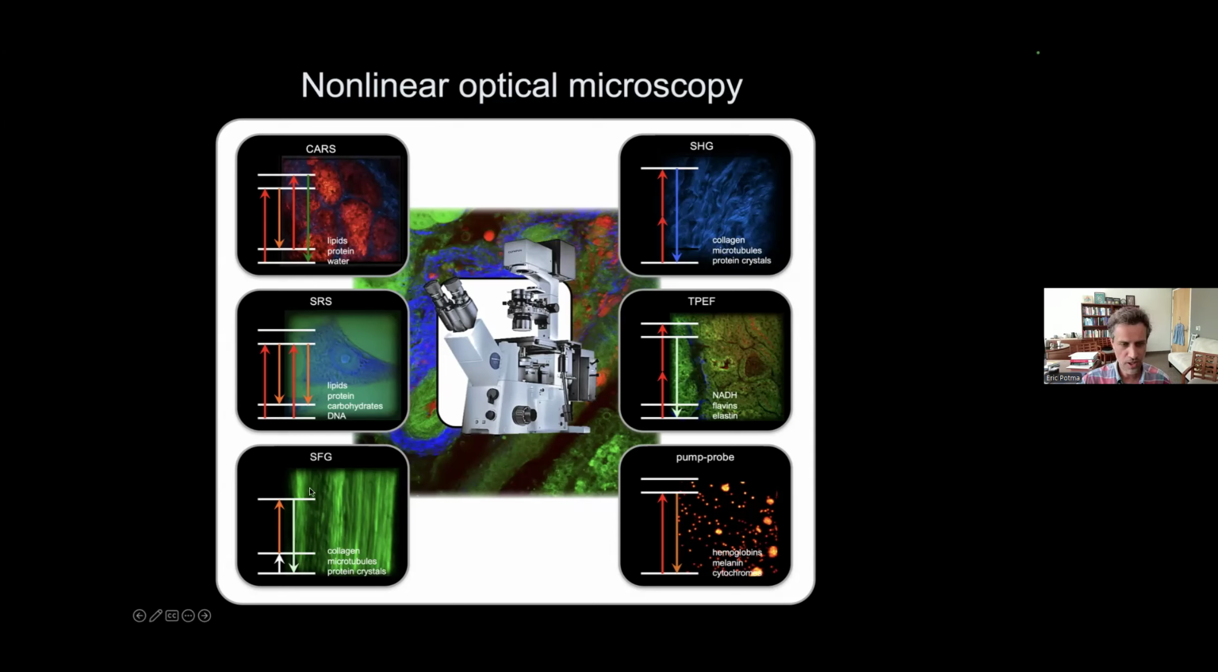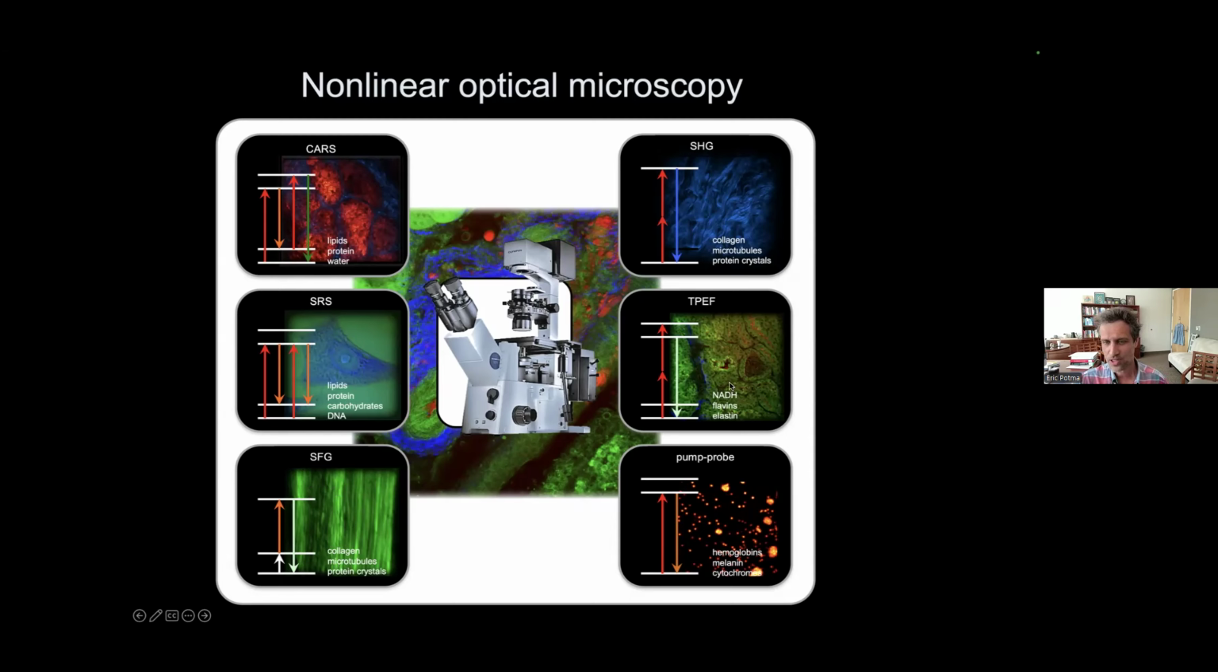Sum frequency generation, that's this kind of Jablonski diagram here. This is actually going to be demonstrated in the lab tour that will follow after this lecture. Okay, so sum frequency generation. One of my students will be showing you the setup, and she will be showing you how you can use this technique to image collagen. Second harmonic generation, also a great technique to do collagen imaging. You may have heard of it.